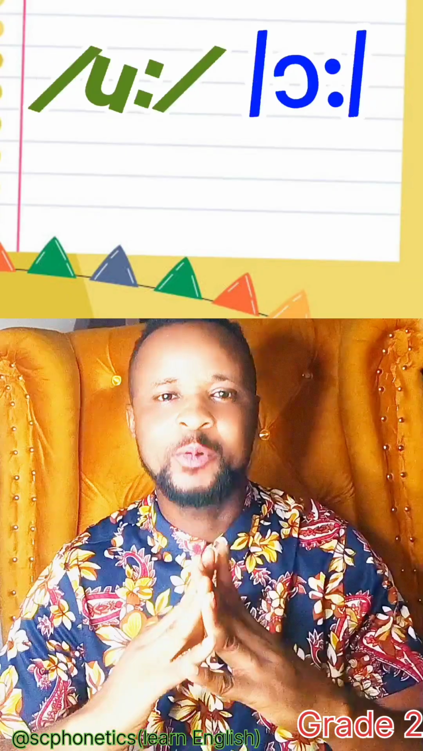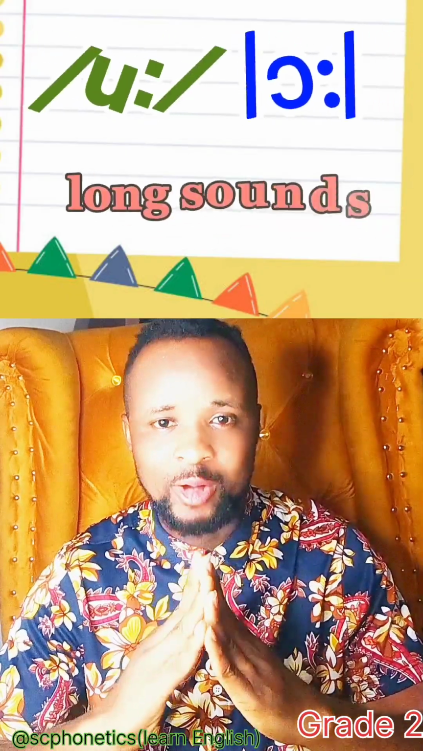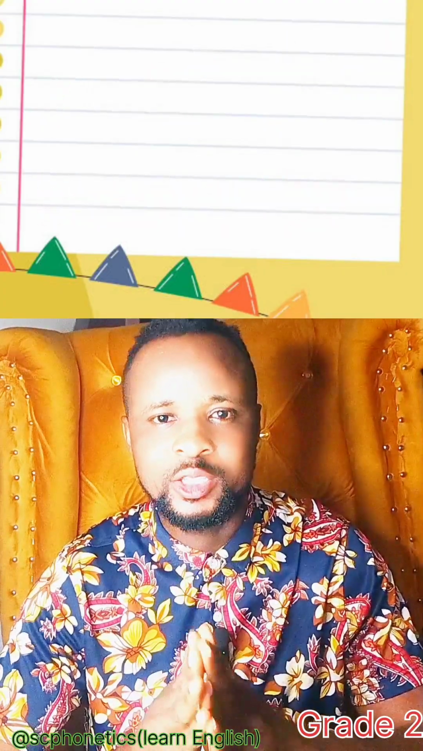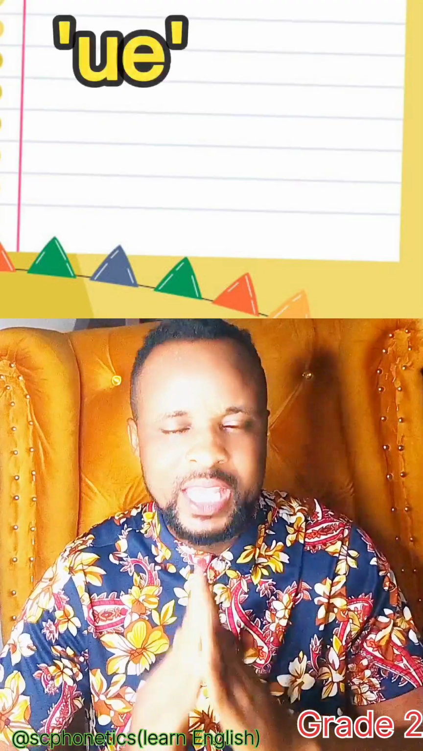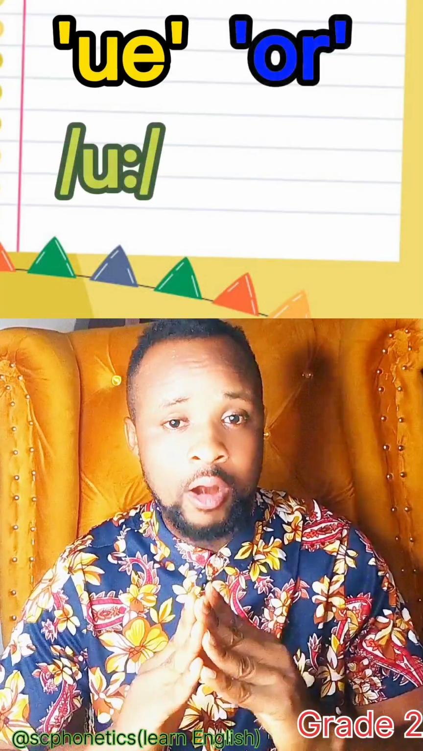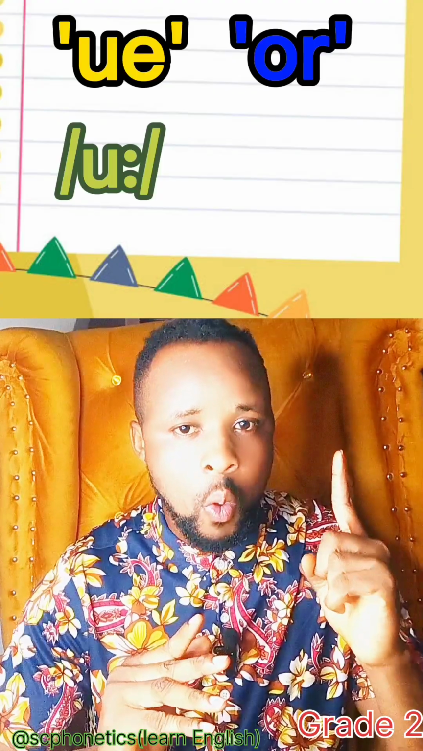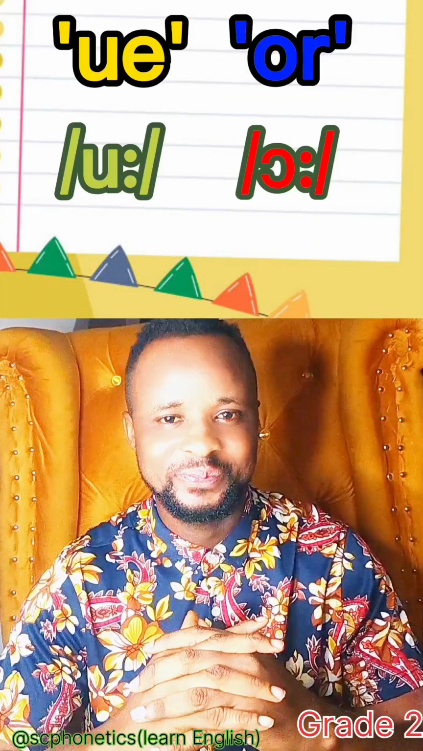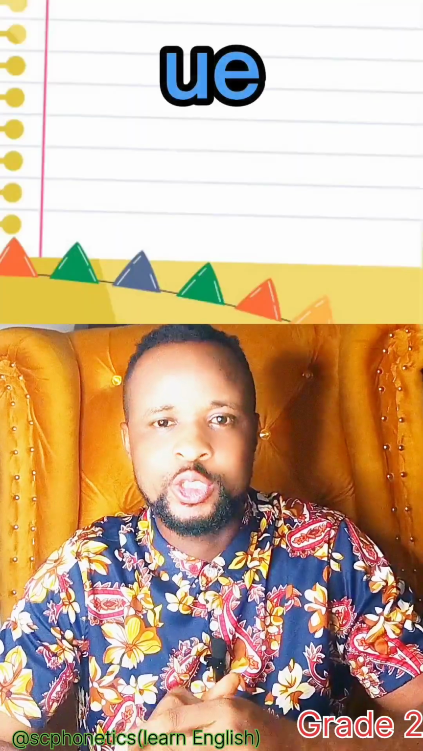Excellent. Now, both sounds are long sounds because they have two dots called the length marker, and they also have spelling patterns where you can find these sounds. But let's focus on the UE that says U, and also the OR that says OR, and we transcribe them together. Ready? Let's go. Let's take words having UE that sounds U.